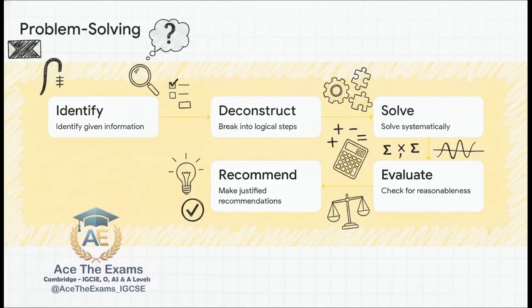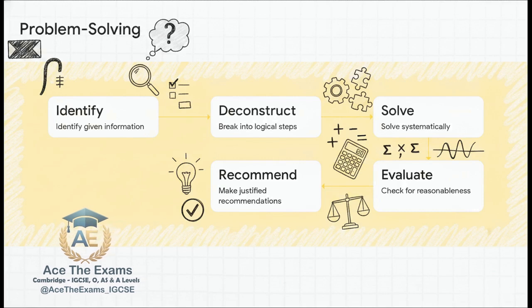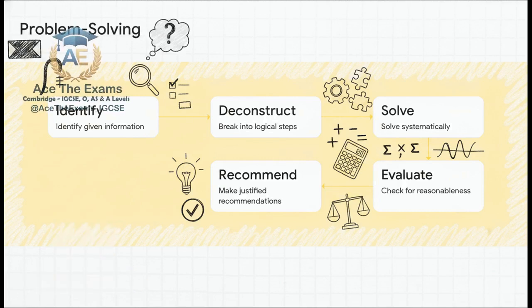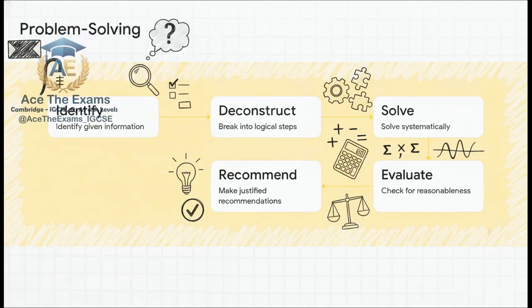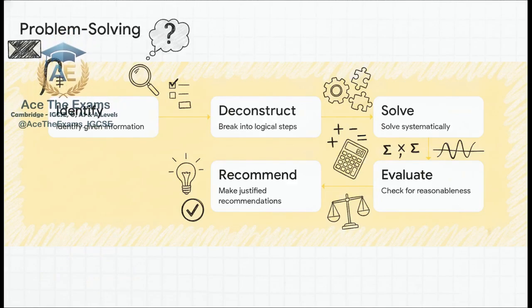When facing a highly complex past paper problem, you need a systematic approach. First, identify given information. Isolate your boundary limits or coordinate points. Second, break it into logical steps. Third, solve systematically using your rules.